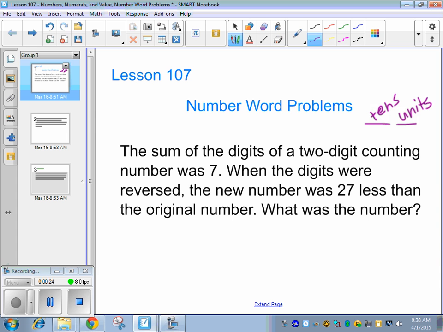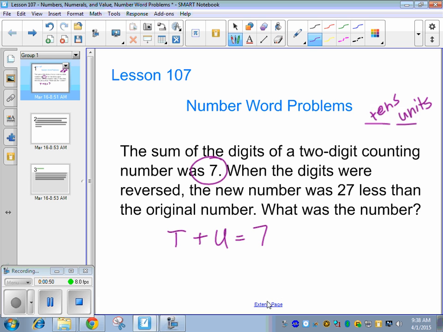So the sum of just the digits is 7. So that means that it could be 1 and 6, 2 and 5, or 3 and 4, right? It's the sum of 7. So the first equation you're going to write for the sum of the digits is 7 is t plus u equals 7. All right, so whatever's in the tens spot plus whatever's in the units spot is equal to 7.